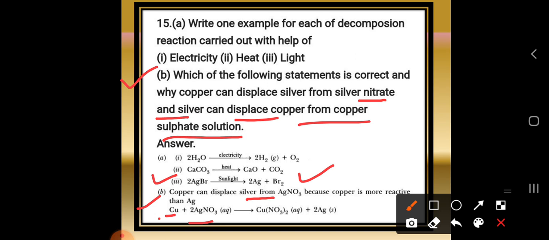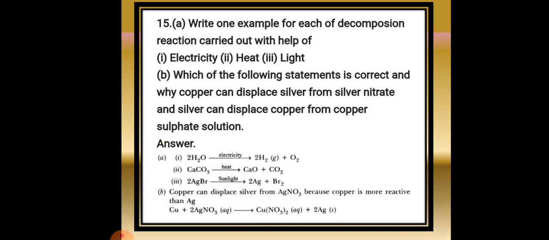Go through the reactivity series of the metals, where you will get the reactivity series of the elements. Copper is more reactive than Ag, so copper will displace the Ag. Here the bond formation is copper nitrate, and silver is separated here. So this is an example of a displacement reaction. Okay, now go for the next example.